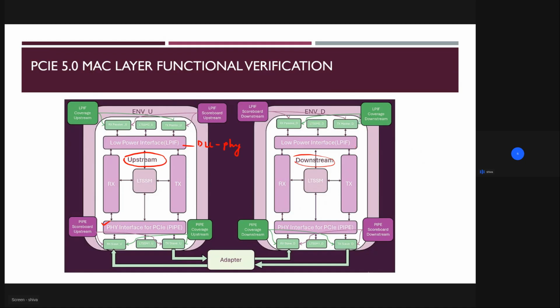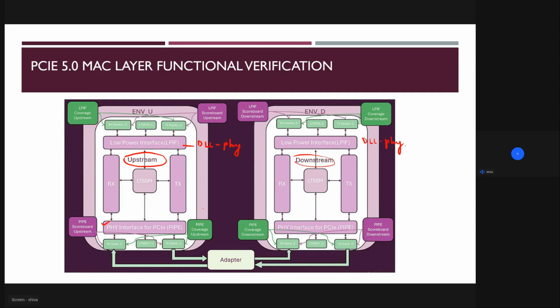For the downstream port we also have the link layer interface, low power interface, the DLL PIPE interface, and we also have the PIPE interface. On the DLL side we have UVM components like a receiver passive agent, a transmitter active agent, and an LTSSM active agent. And on the PIPE interface we have a receiver slave, a transmitter slave, and an LTSSM agent.